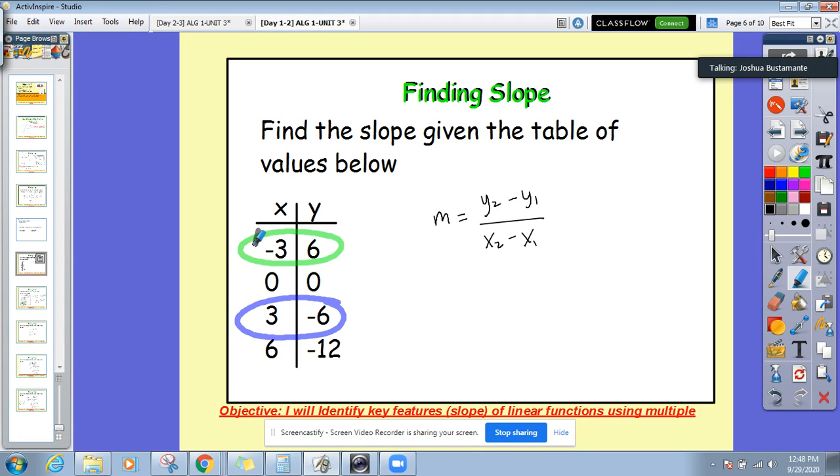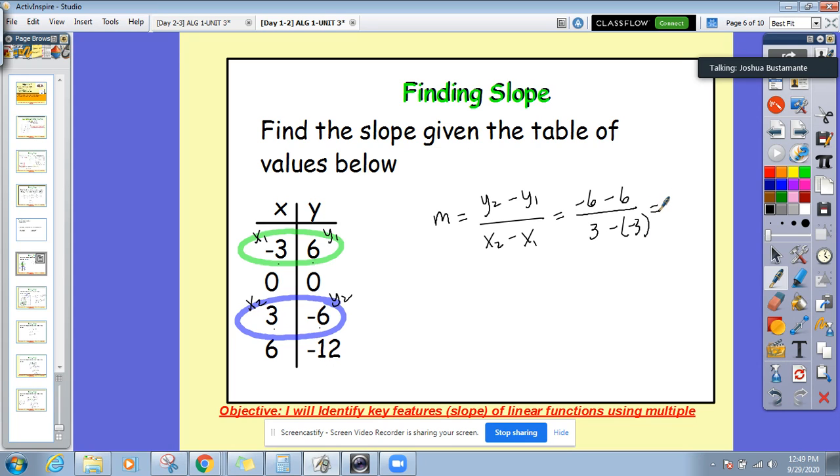So I'll call this my x1 and y1 because I saw it first. I'll call this one my x2 and y2 because it was second. Now I just plug them into my formula. So we have y2 is negative 6, y1 is 6. That's negative 6, subtract 6, divided by x2 is 3, subtract x1 is negative 2.